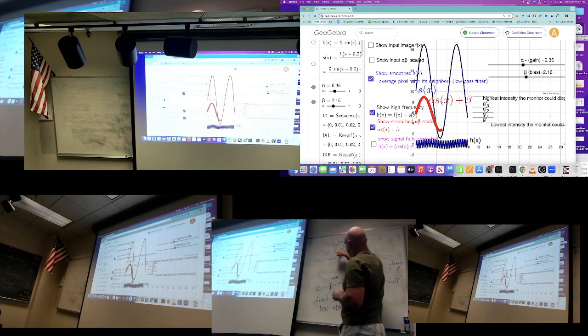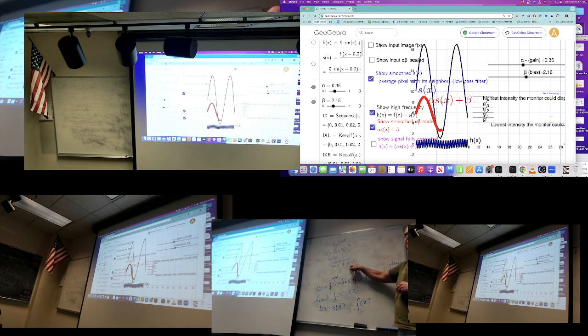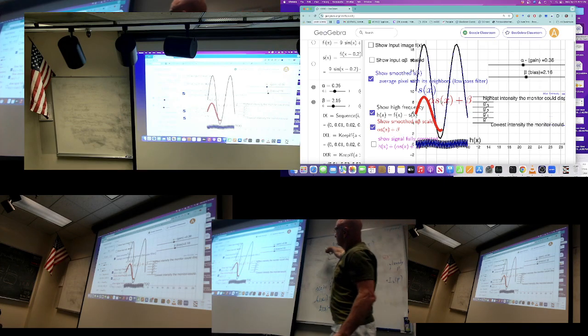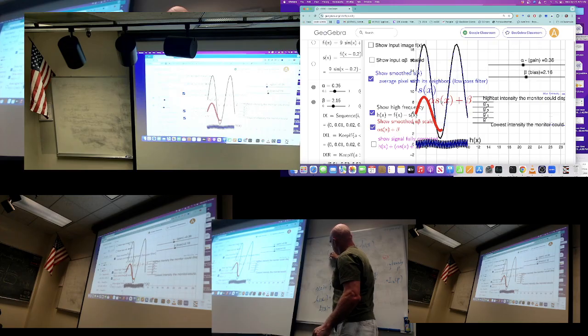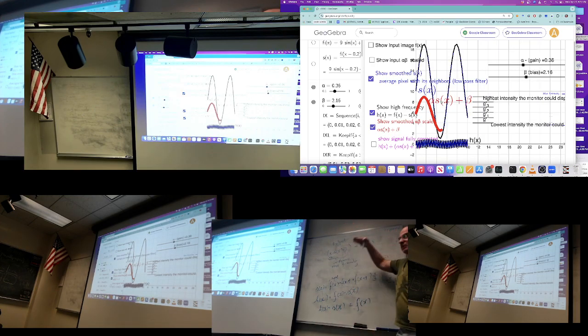I look at alpha s of x plus beta, that's in the dynamic range of the monitor, but it's lacking all the special details, plus h of x. h of x is uncompressed. Remember, alpha here is 0.36. It really compressed the dynamic range. h of x is not compressed. So it's h of x plus s of x.